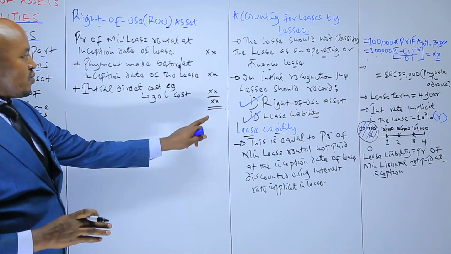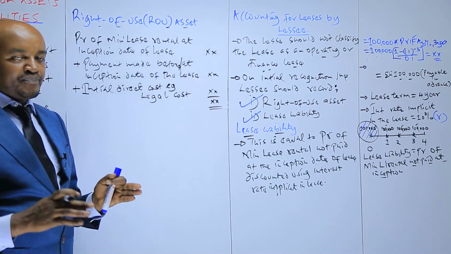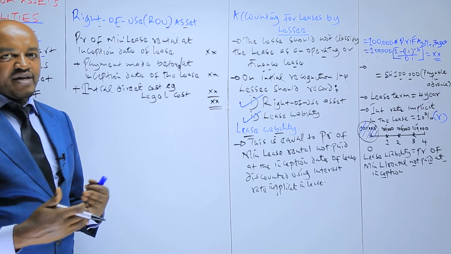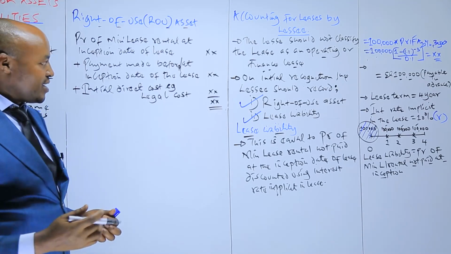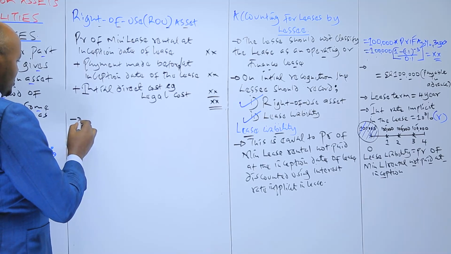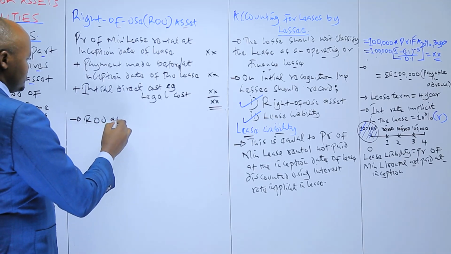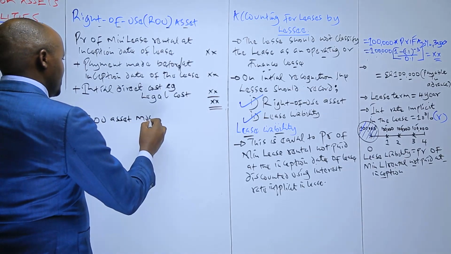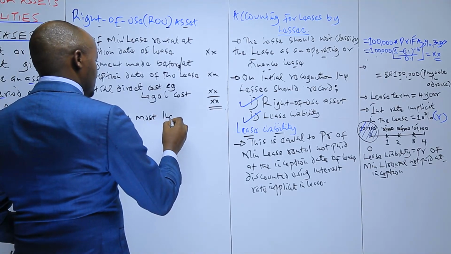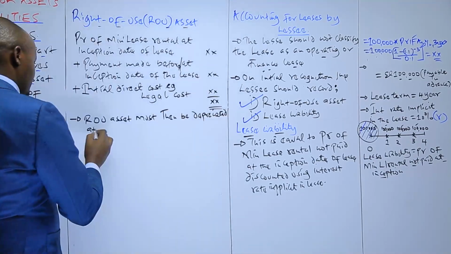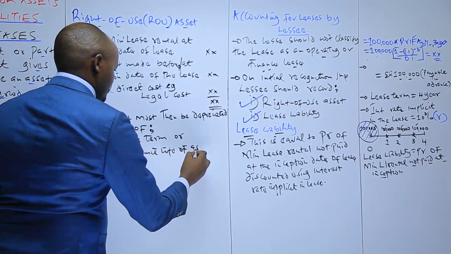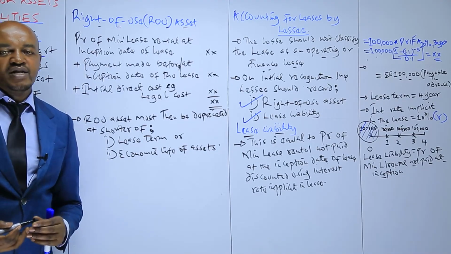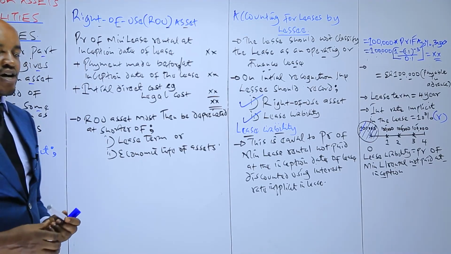And then once this value has been determined for the right of use asset, subsequently it must be depreciated on a straight line basis. So you can say that the right of use asset must then be depreciated at the shorter of 2 periods.